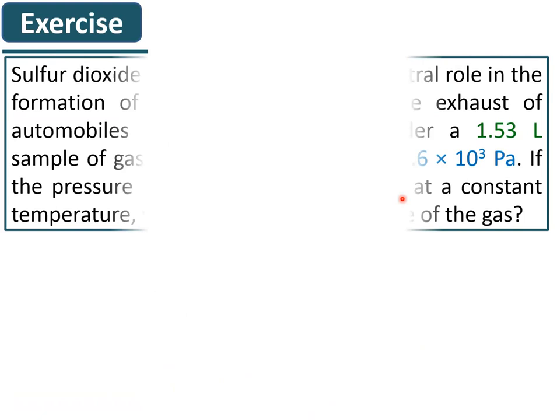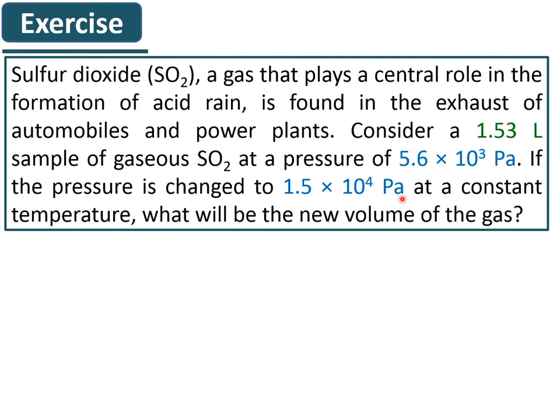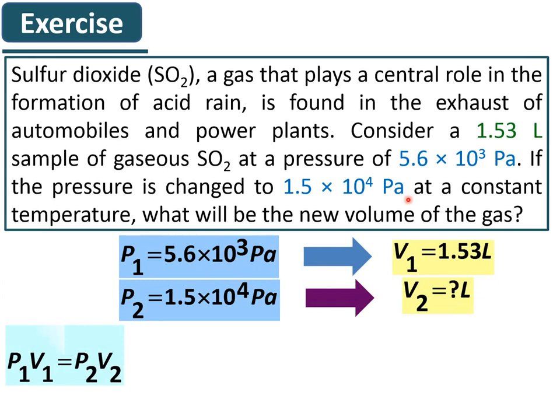Exercise: if sulfur dioxide, a gas, let us go directly to the problem. Consider 1.53 liter of sulfur dioxide at a given pressure, and it is asking now if the pressure changes to this one. The pressure is increased, okay? So this is the first pressure and the first volume, and the pressure increased now, and it is asking about V2. So we apply the rule here, P1V1 equal to P2V2, and you can calculate the volume very simply, and the volume will appear here, 0.57 liter.